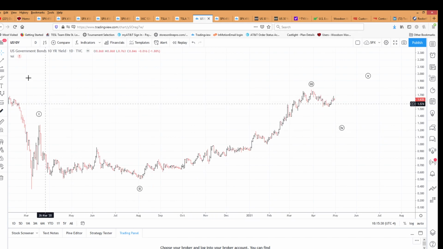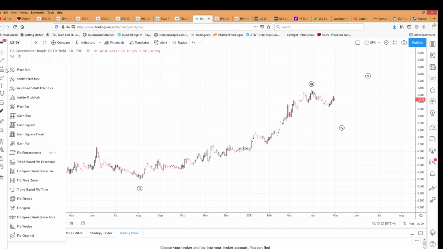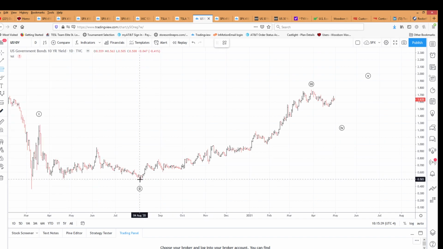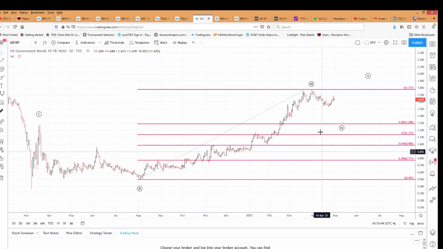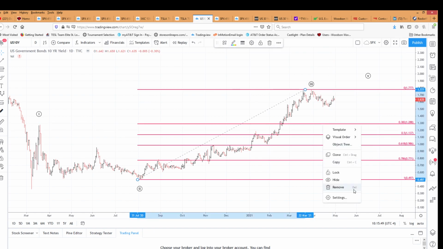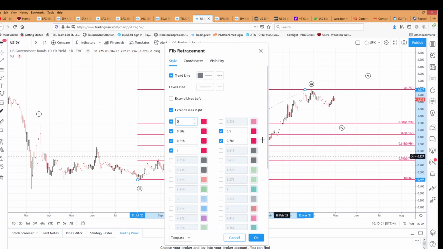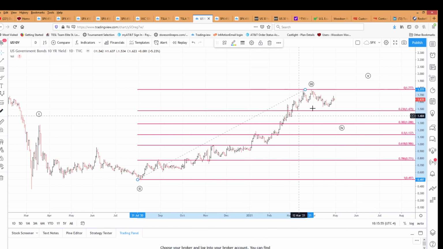These are the interest rates of the 10-year Treasury. Let's get a retracement of wave 3. We get on that there and get it there. You can see it has not hit the 382. I'm going to put the 236 in there just to see where it is in relation to where it is now, if it got there or not. And so far it did not.